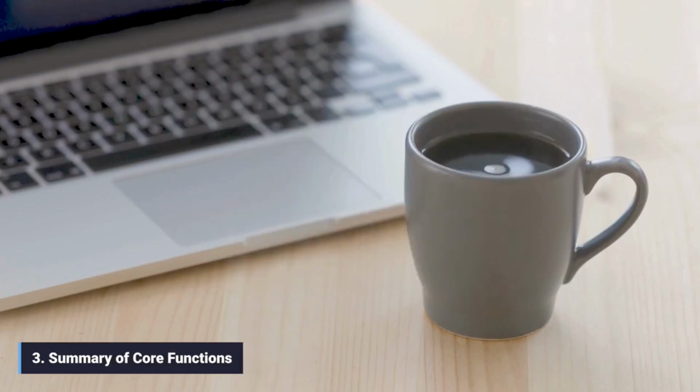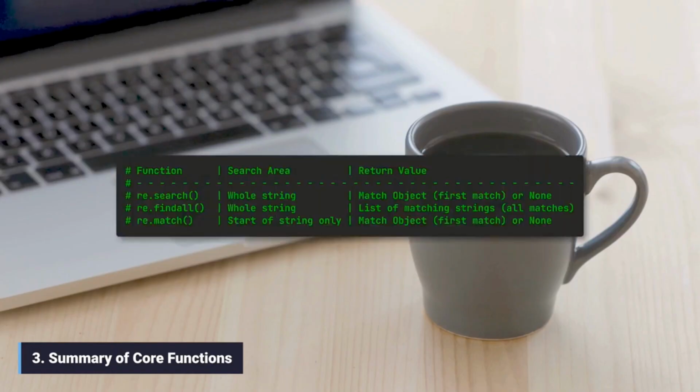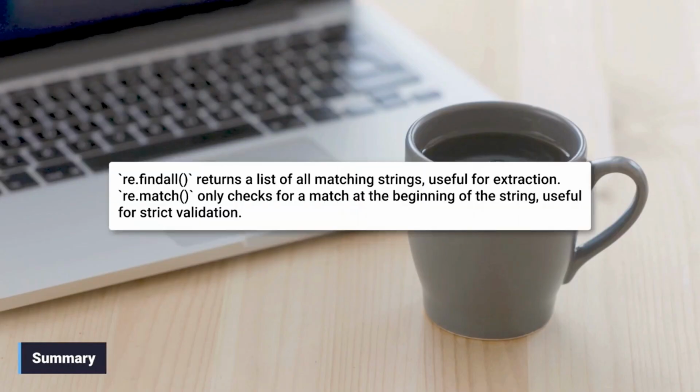3. Summary of core functions. To summarize the 3 search functions: know your goal, search for the first, find all, or check the start.